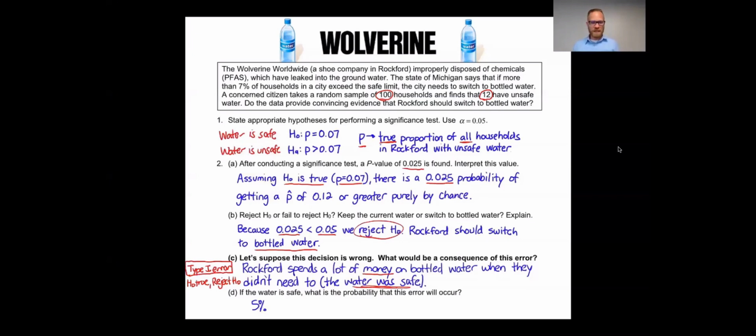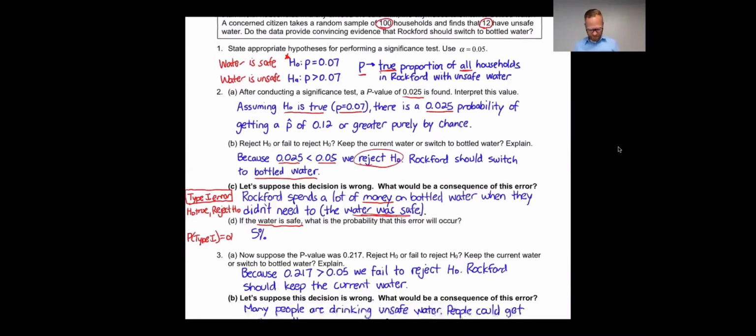Now for part D, it says, if the water is safe, what's the probability that this error will occur? Well, if the water is safe means that the null hypothesis is true. And if the null hypothesis is true, we will incorrectly reject the null whenever our p-value is less than 5%. And of course, that's going to happen 5% of the time. In fact, the probability of a type 1 error is always going to be equal to whatever our alpha level is. Like for this problem, our alpha level is 5%. So in general, the probability of a type 1 error for a significance test is just equal to alpha, the significance level.